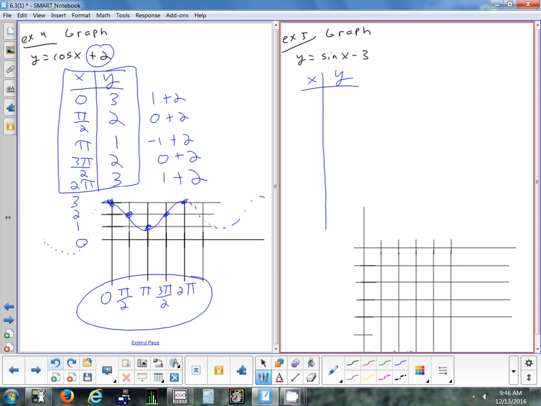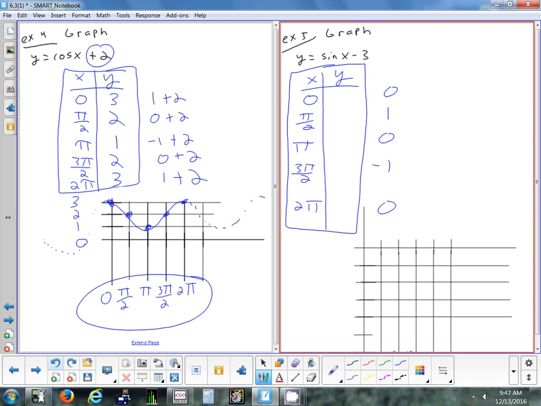All right, so Bria, can you tell me what my x values are for sine? 0, pi over 2, pi, 3 pi over 2, and 2 pi. All right. And my y values. Hannah, can you tell me what my original y values are for sine? 0, 1, 0, -1, and 0.